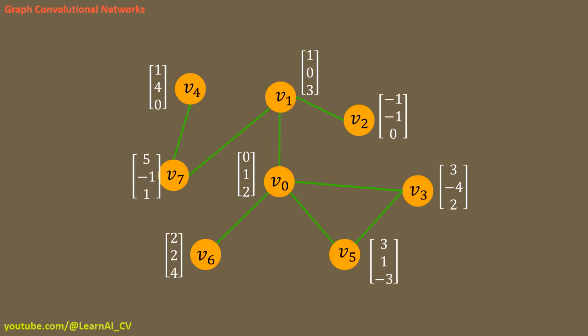In this video you will learn components of a simple GCN. In this figure, you see a graph with 8 nodes. Each node has a feature vector. We are going to give an example of computing a GCN layer for this figure.